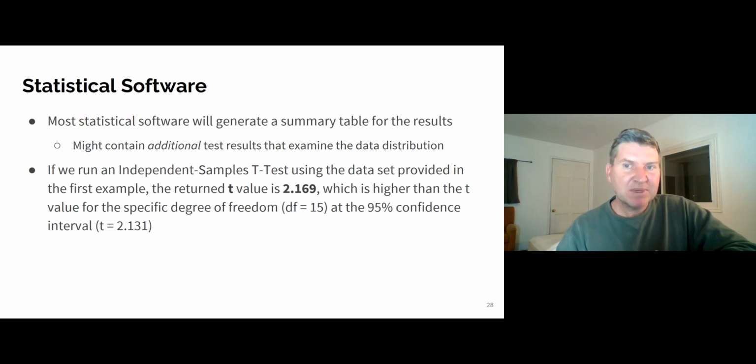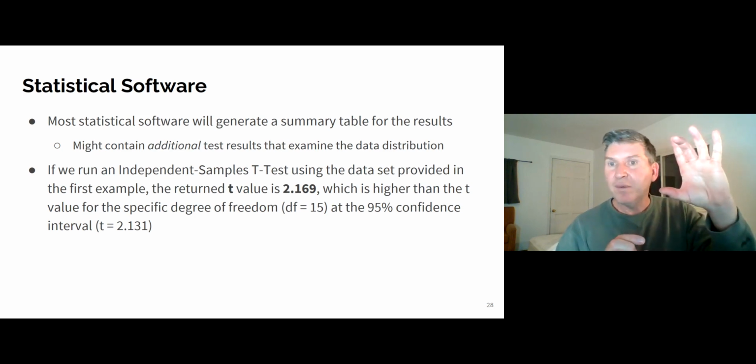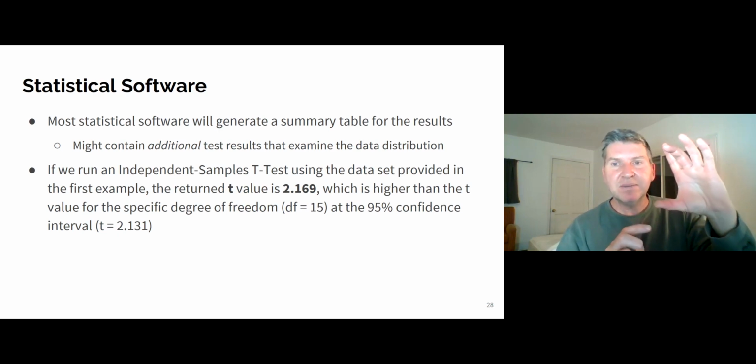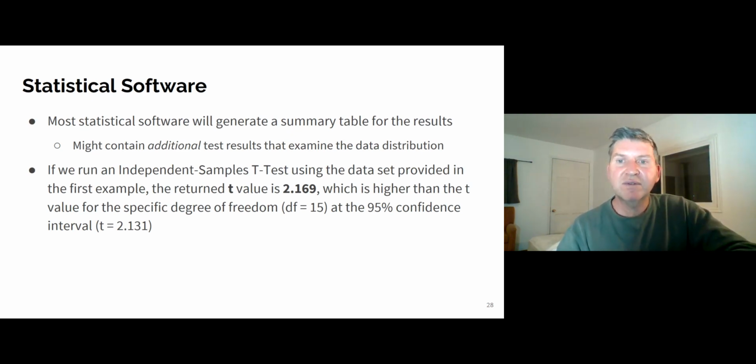If we have this type of test using the data set provided in our first example, we get a return t-value of 2.169, which is higher than the t-value for the specific degree of freedom. So degrees of freedom is the number of participants minus 1. So remember we had 8 that used one tool and 8 that used the other. So that means we have 16 participants, and we have 16 minus 1, or 15 degrees of freedom. So that is one input that's going to determine what t-value we compare against.